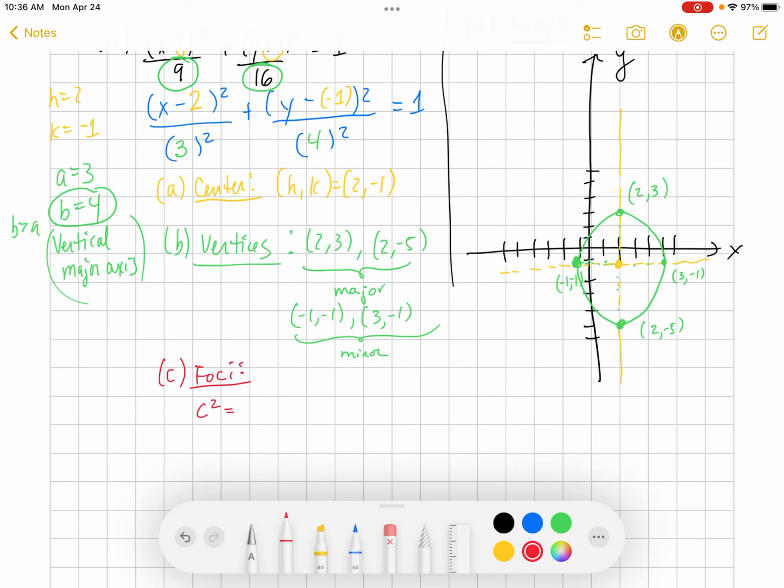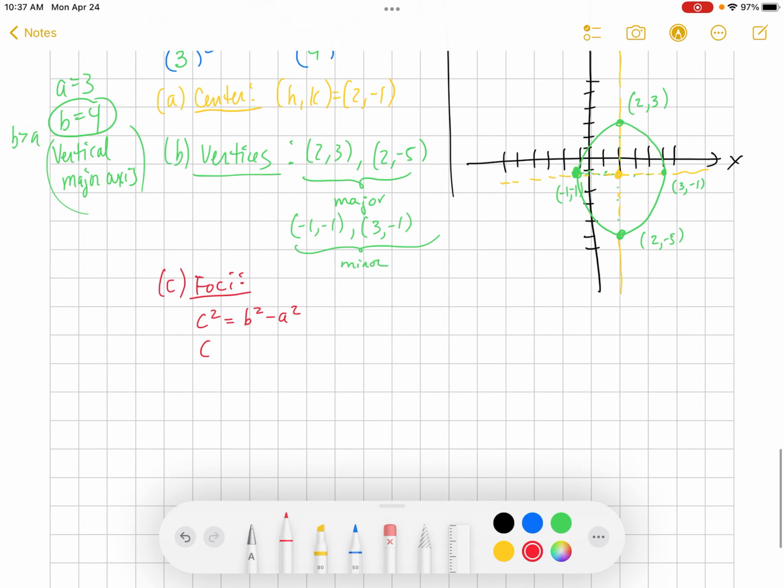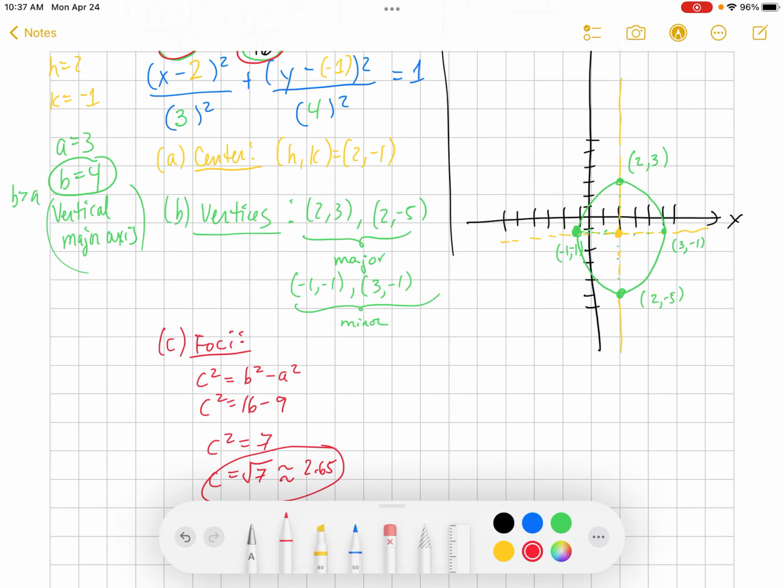Okay, we want foci. To find the foci, I want c squared equals, in this case, b squared minus a squared. We're taking the larger square, 16, minus the smaller square, 9. So c squared is going to be 16 minus 9. c squared is 7. Let's find c by taking the square root of 7. Square root of 7 is about 2.65.